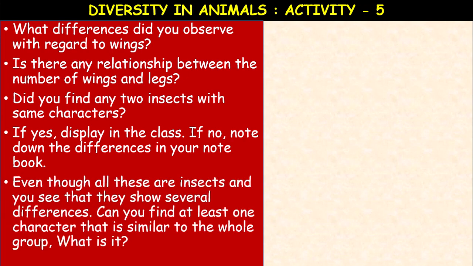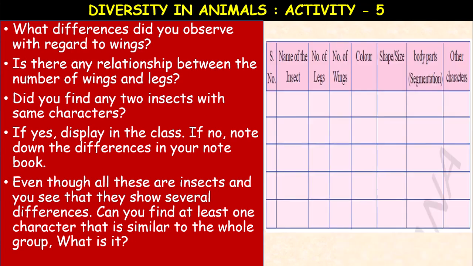So even though all these are insects and you see that they show several differences, can you find at least one character that is similar in the whole group? Yes. What is that? 3 pairs of legs, 6 legs is the one character which is similar in the group. Okay, so this is the character, number of legs, this will match. If the number of legs is 6, then it comes under the group insects.